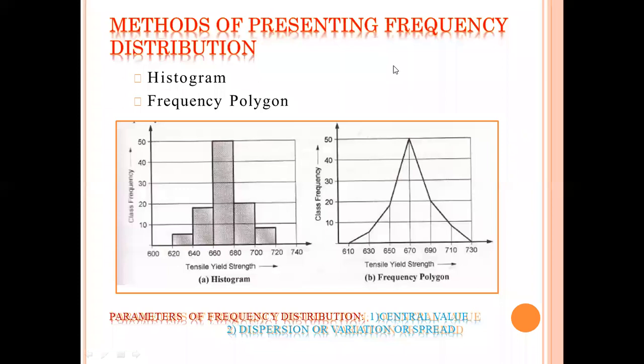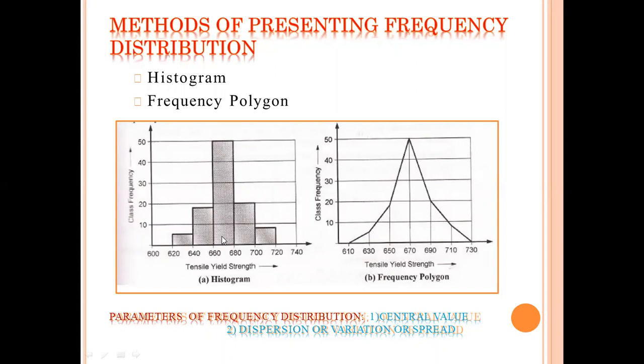Next is the method of presenting frequency distribution. So frequency can be distributed in two ways. First one is frequency distribution by histogram, and second one is frequency distribution by frequency polygon. So here we can see that two graphs or two charts are there. One is called a histogram and second one is called a frequency polygon.